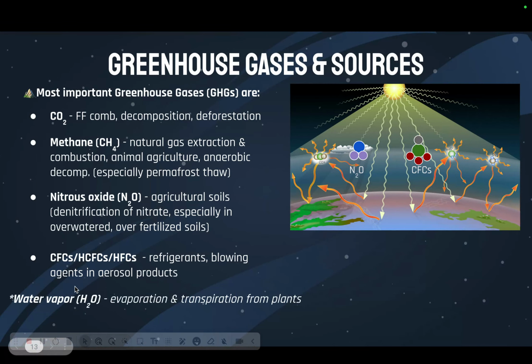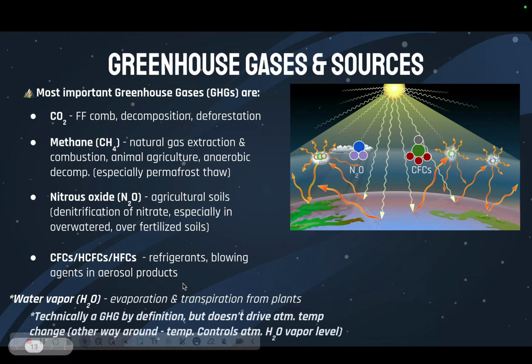And another important one that we don't always think about as being a greenhouse gas is water vapor in the atmosphere. It acts exactly like the CO2 and all the other greenhouse gases by absorbing that infrared radiation. We get H2O in the atmosphere from evaporation, obviously, that whole water cycle, and then transpiration from plants. So technically water is a greenhouse gas by definition, like I said, but it doesn't really drive up temperature change. So it doesn't cause that climate change. It actually does the opposite.